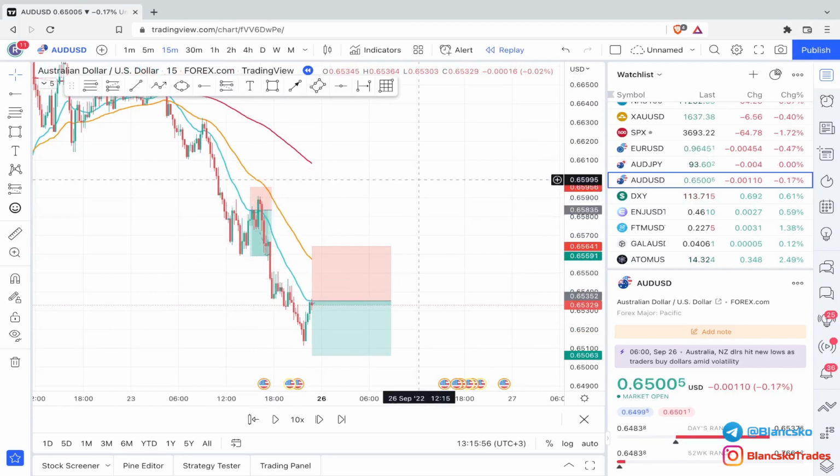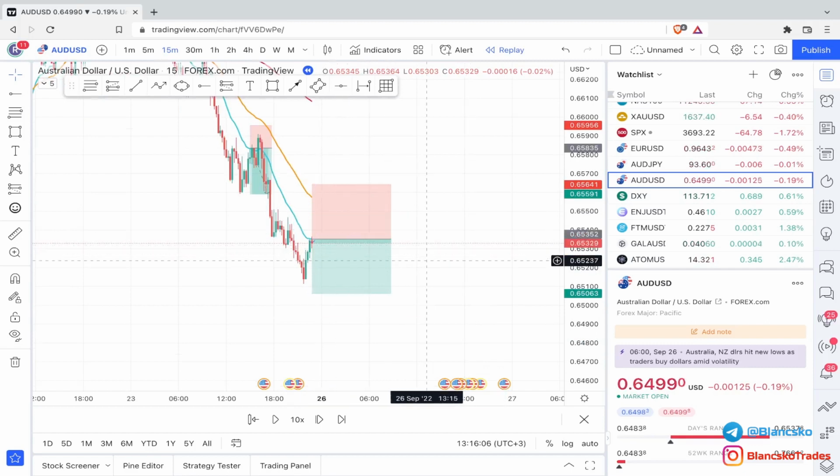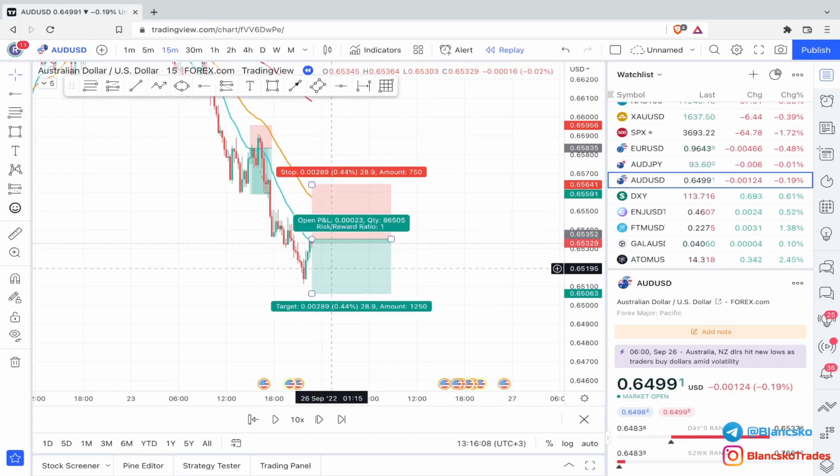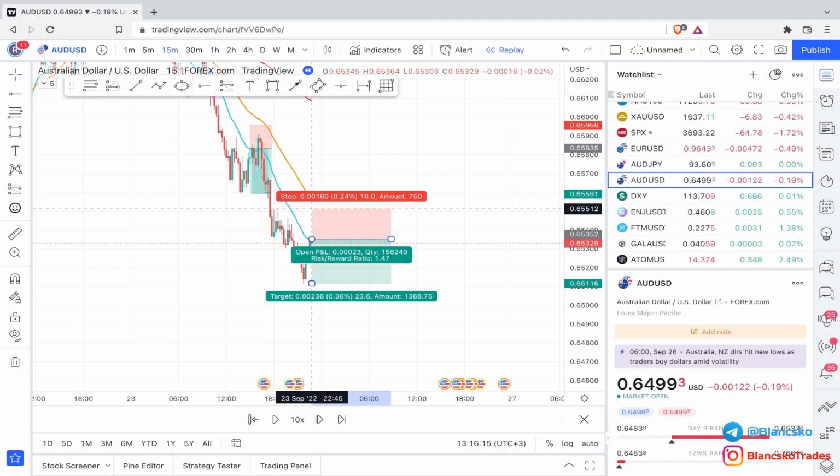We won't enter twice. Once you enter the trade, in order for you to wait for a second setup, this setup has to end first. So we don't trade two setups at one time. We just have to wait for the setup to finish and then we can look for new setups. That's a very important rule as well.